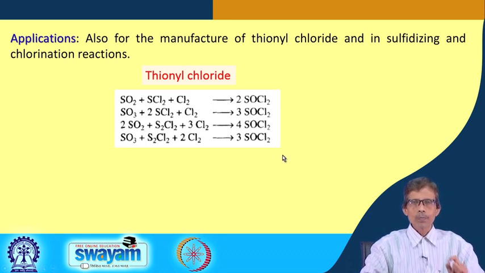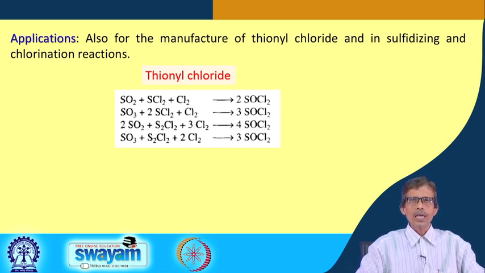So, we should supply something which can transfer oxygen to that particular center. In the first case, it is a simple reaction of sulfur dioxide gas with your sulfur dichloride. That only will not give you the desired product, that means your SOCl2, because you require more Cl2.